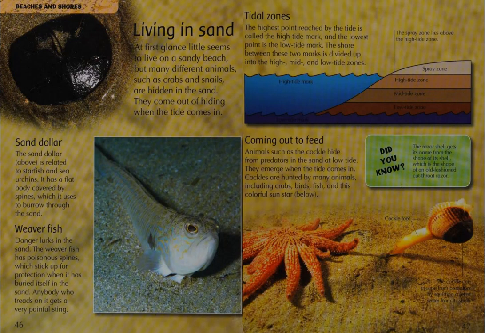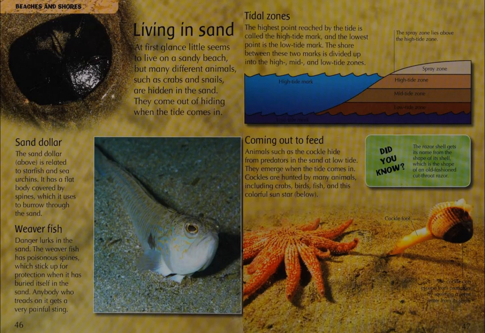Sand dollar. The sand dollar, above, is related to starfish and sea urchins. It has a flat body covered by spines, which it uses to burrow through the sand. Weaver fish. Danger lurks in the sand. The weaver fish has poisonous spines, which stick up for protection when it has buried itself in the sand. Anybody who treads on it gets a very painful sting.